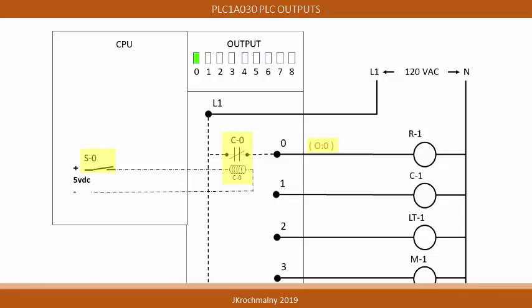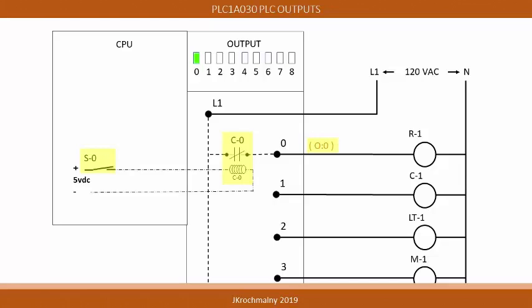With the PLC processor closing the S-0 switch, 5 volts DC initiates a current that energizes the solenoid coil C-0, resulting in the closing of the normally open contacts associated with C-0 contacts. This then allows the output module's supplied voltage, in this case 120 volts AC, to power the R-1 load.